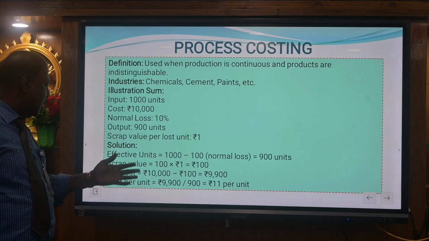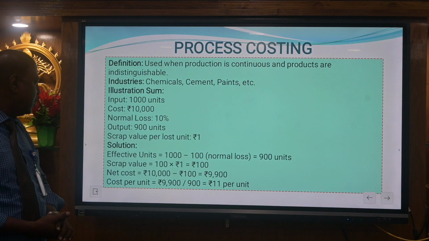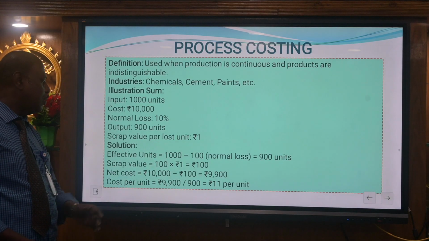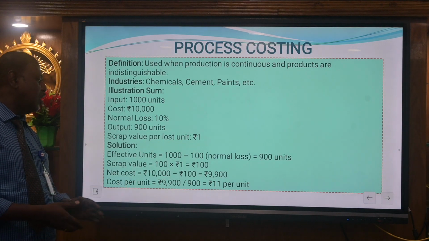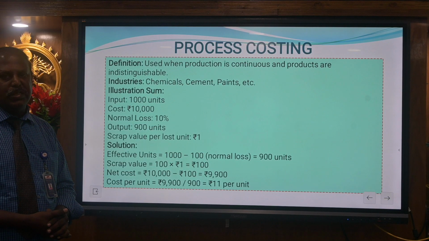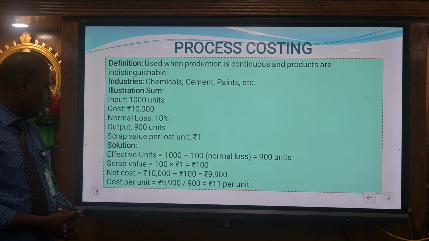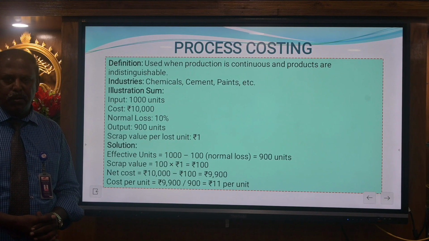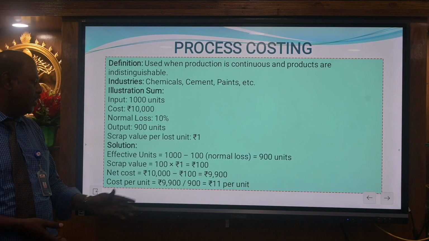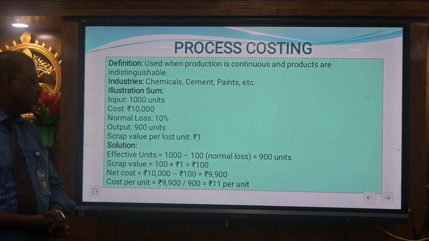We can get the net cost of the product. Here the total cost is 10,000. When we realize some normal loss, we get an additional amount of 100 that we can deduct. So we get 9,900 as the process cost value. Then we can find the cost per unit based on the total cost divided by the number of units produced.